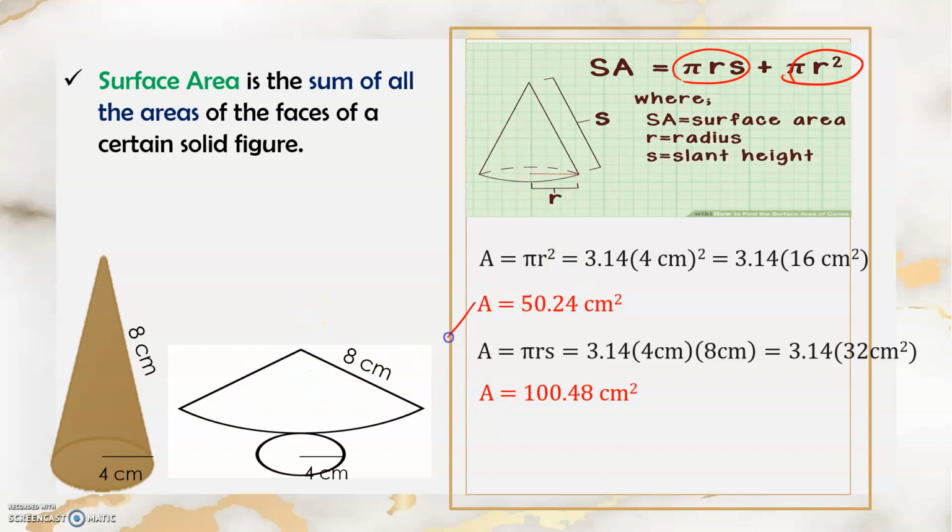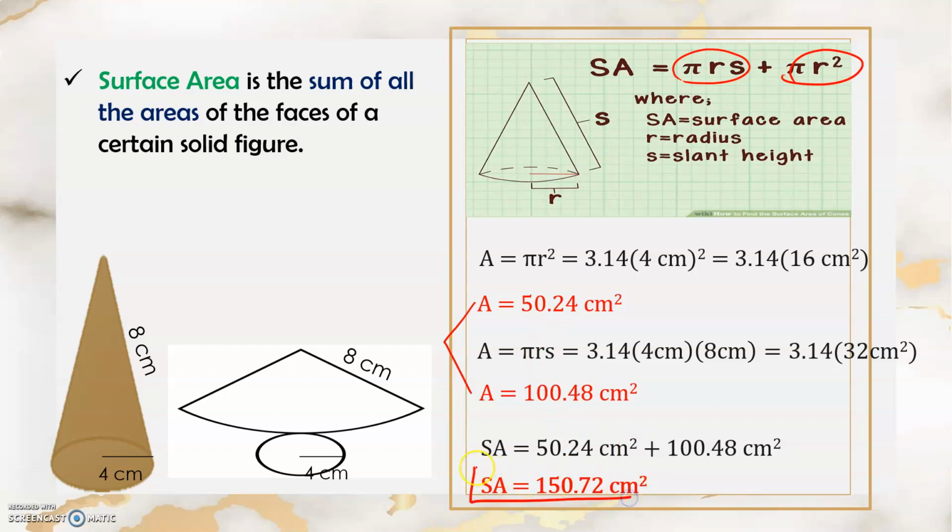Adding these two areas together will give us 50.24 square centimeters plus 100.48 square centimeters. That's equal to 150.72 square centimeters. Therefore, the surface area of this cone here is 150.72 square centimeters.